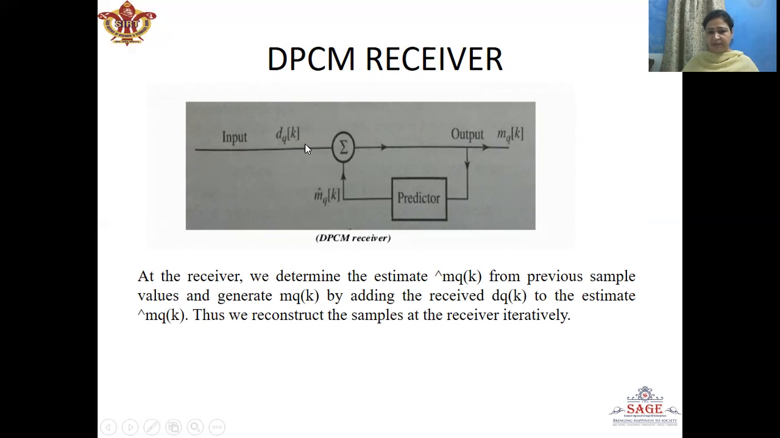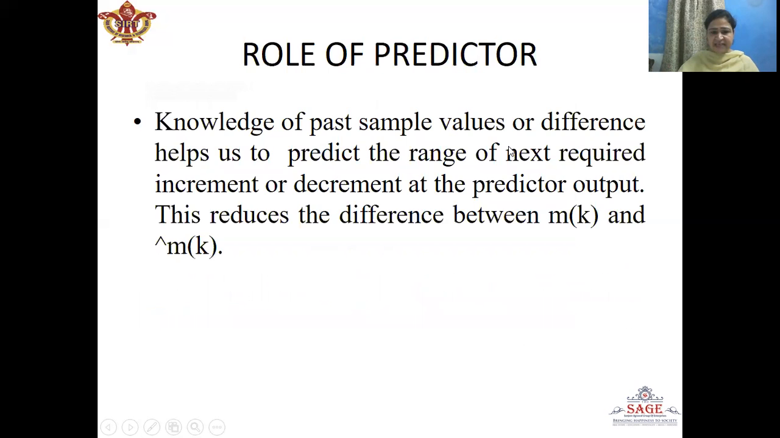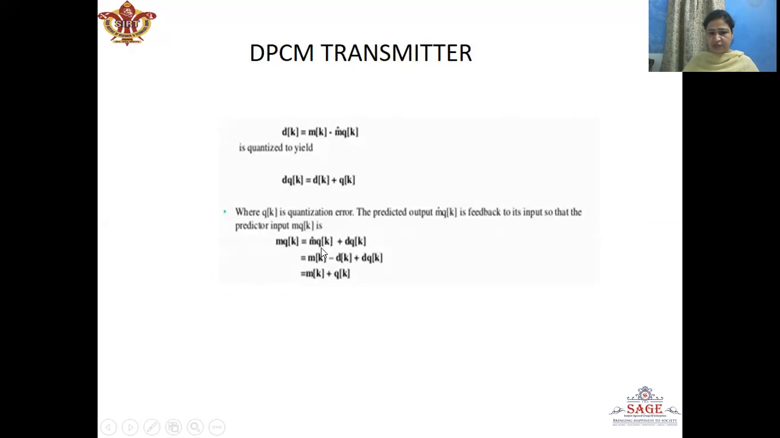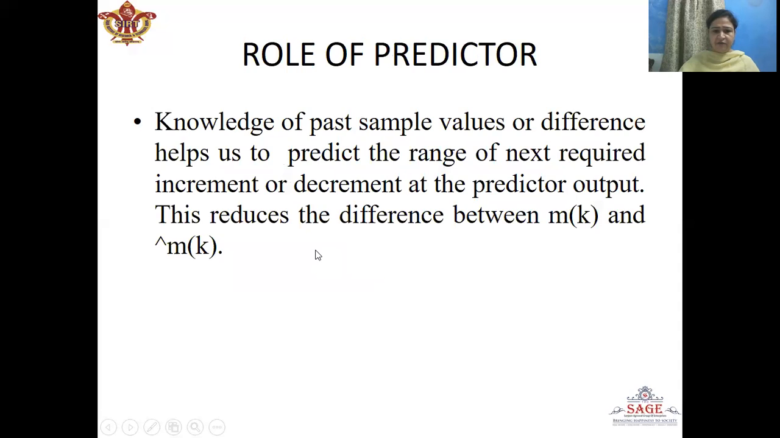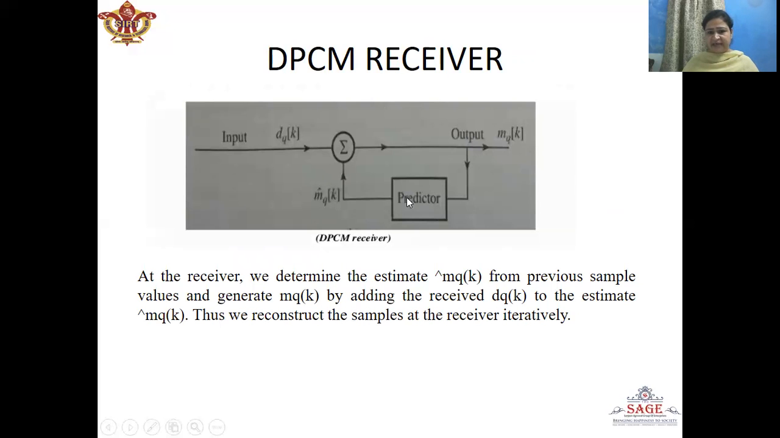So this DQK will be transmitted across the channel and will be received at the receiver. This DQK will be added to MQ cap K, which will generate MQK. As I have already discussed in the previous equation, when MQ cap K is added to DQK, it will generate MQK. And when MQK is given to the predictor, it will generate MQ cap K, which will be added to the next quantized error value and will generate the next MQK.